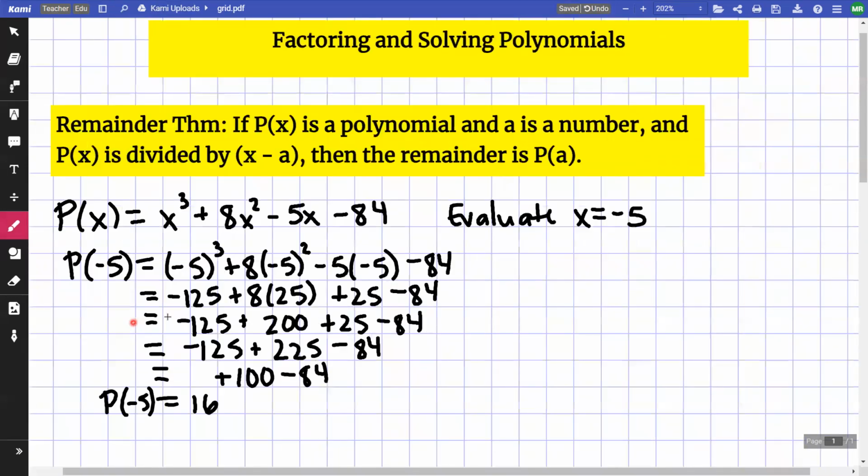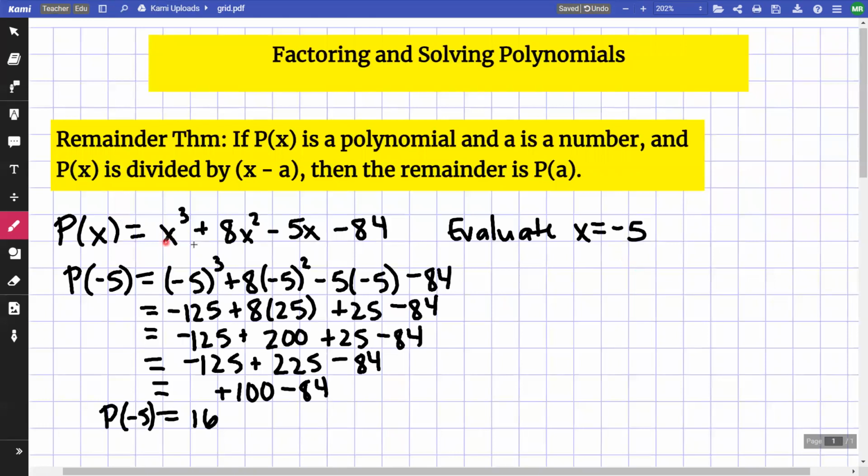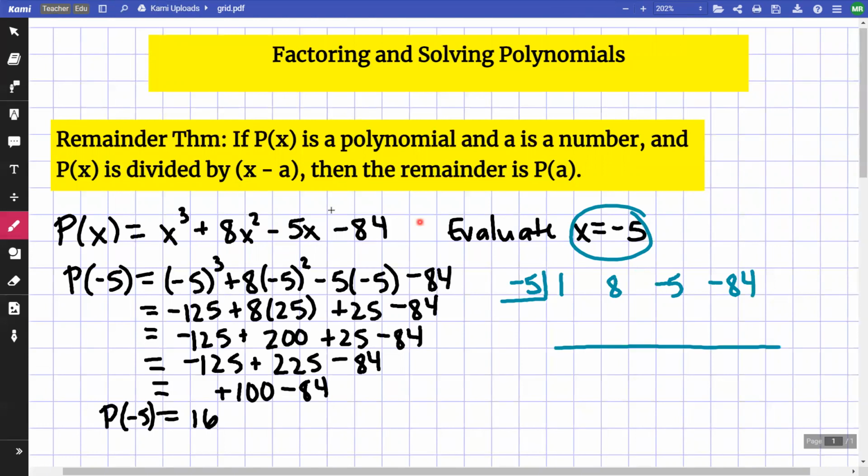Now, instead of substituting in -5 into this whole entire polynomial for each of these x's and cubing and squaring and multiplying and combining like terms, what we could do instead is take the same -5, okay, the same -5, put it in the little box and do synthetic division. So I'm going to take my coefficients, which were 1, 8, -5, -84, making sure that I have my terms in descending order and I'm not missing any term. If I was, I would put a 0 in its spot.